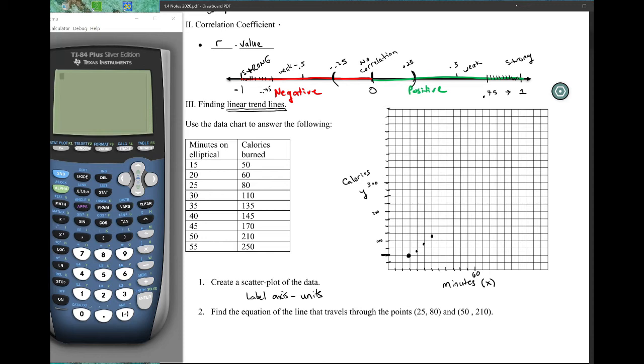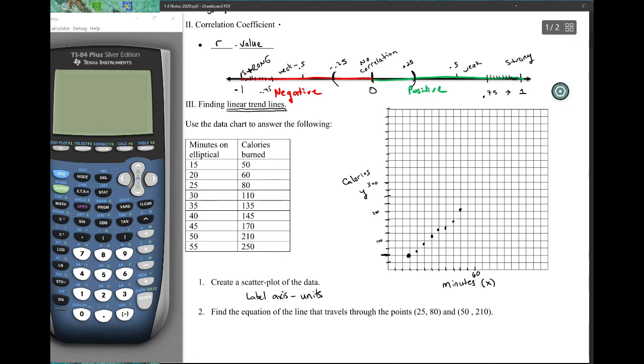And 45 right before there, and 170. Right before there, 210, so 50 to 210 jumps a little bit. And 55 to 250.